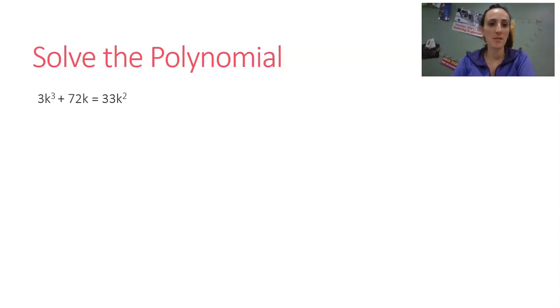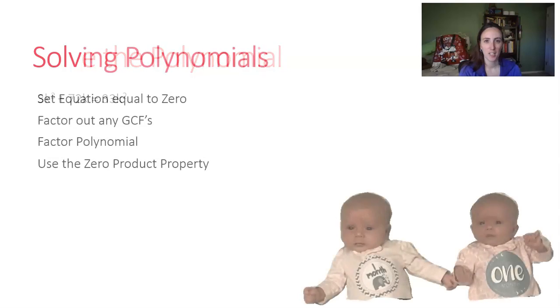Solve the polynomial 3k cubed plus 72k equals 33k squared. Here we are with office assistants Brooke and Sophia to tell us the latest on solving polynomials.